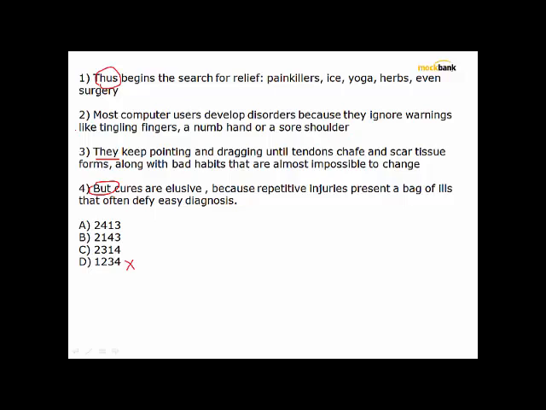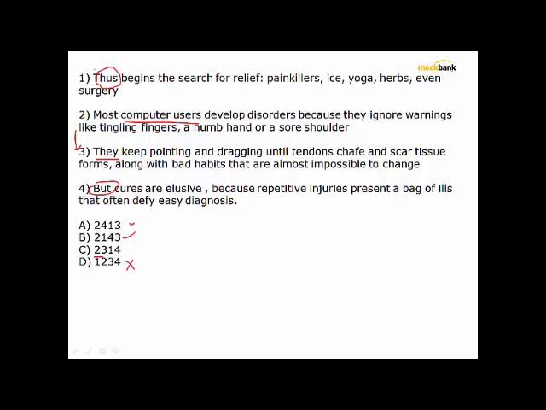This particular statement, if you closely see, is explained here. It says they keep. So who they? I'm using they for most computer users. They keep pointing and dragging until tendons chafe and scar tissue forms, along with bad habits that are almost impossible to change. 2 is followed by 3. Okay, so this makes sense. Over here also 2 is followed by 3. Over here also 2 is followed by 3. So I'll still hold on to this.